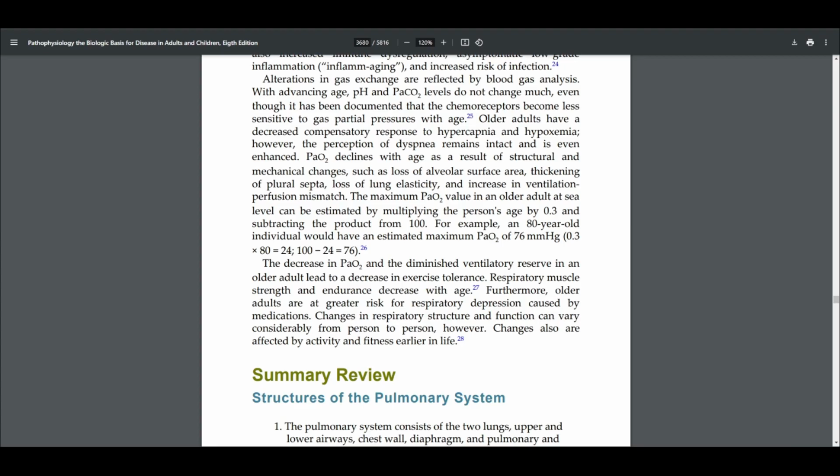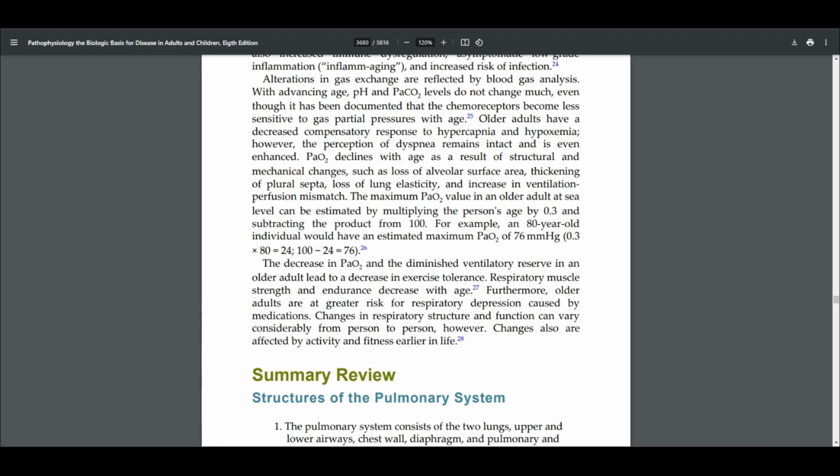Alterations in gas exchange are reflected by blood gas analysis. With advancing age, pH and PaCO2 levels do not change much, even though it has been documented that the chemoreceptors become less sensitive to gas partial pressure with age. Older adults have a decreased compensatory response to hypercapnia and hypoxemia. However, the perception of dyspnea remains intact and is even enhanced.